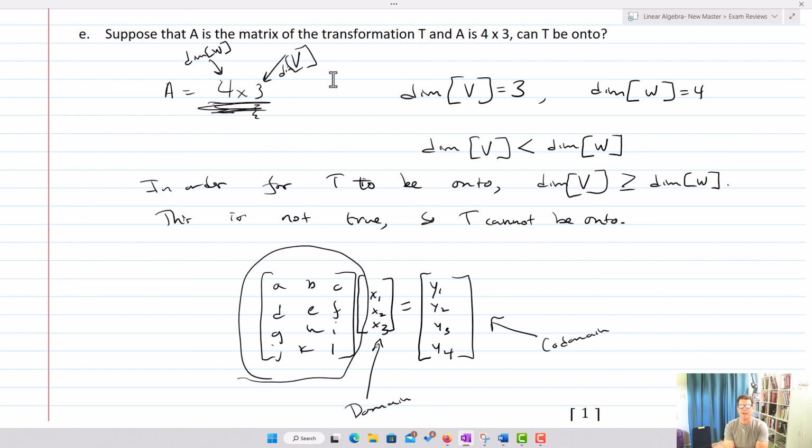So if you ever forget that kind of thing, you could actually draw out an example of the matrix of the transformation and see what you get for your domain and your codomain. After you do that, you need to think through the fact that in order for T to be onto, we need the dimension of V to be greater than or equal to the dimension of W.